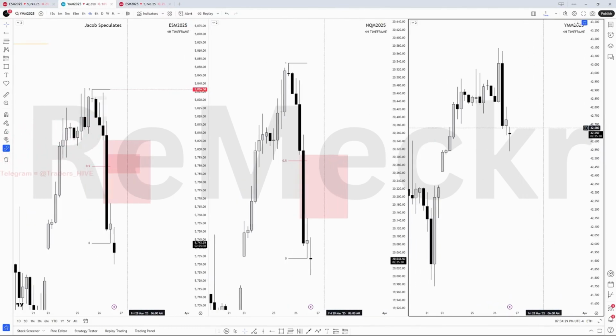Can we expect Dow to trade into premium? More than likely. Dow had a pretty consolidative day.